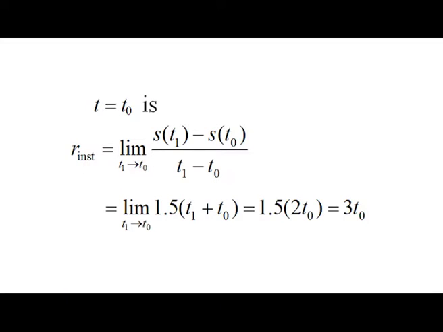The instantaneous speed at a time t equal to t naught is R instantaneous equal to limit of s of t1 minus s of t naught upon t1 minus t naught as t1 approaches t naught, which is equal to limit of 1.5 times t1 plus t naught as t1 approaches t naught, which is equal to 1.5 times 2 t naught, which is equal to 3 t naught. In particular, the instantaneous speed at a time t equal to 6 is 3 times 6 equal to 18. This justifies the observation in the session, limits and intuitive approach.